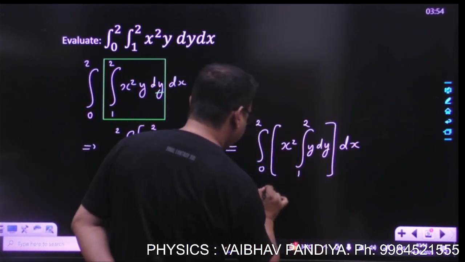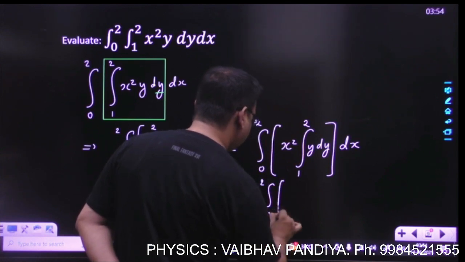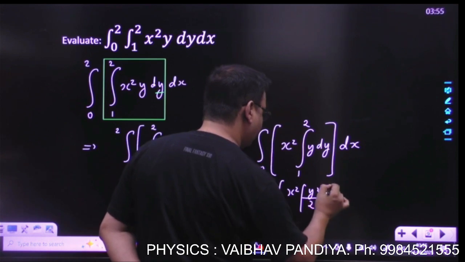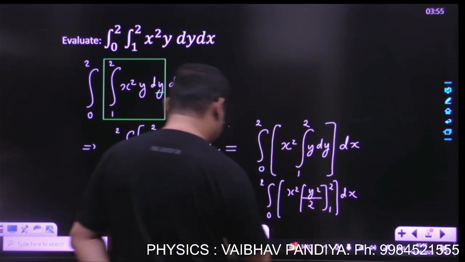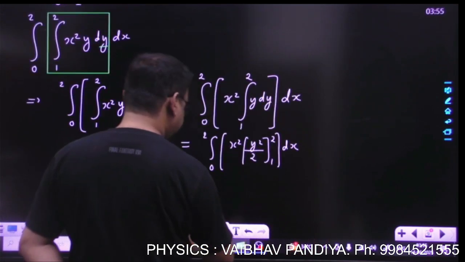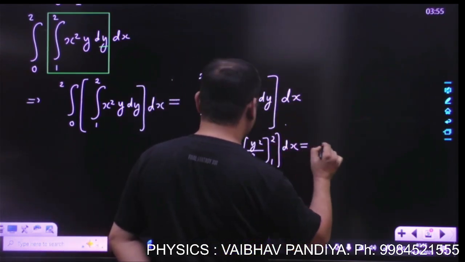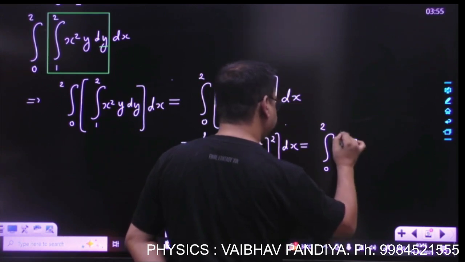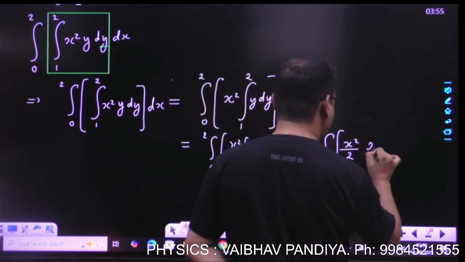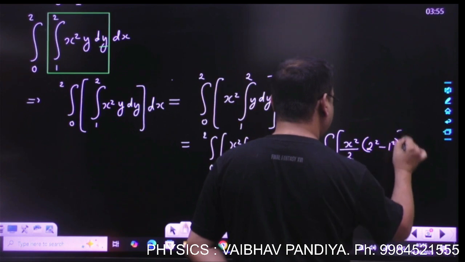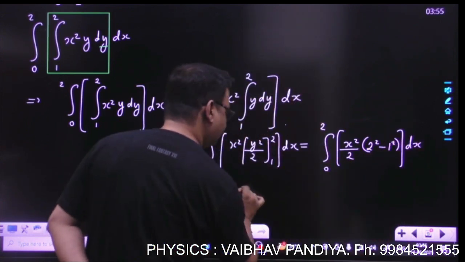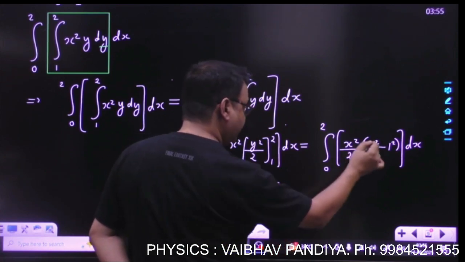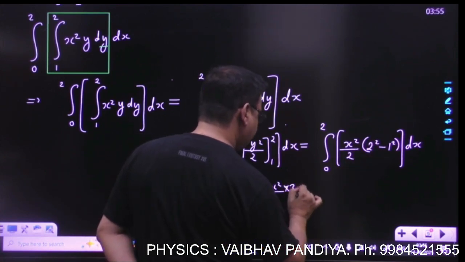So this will come to be 0 to 2. We'll get x square. It will have the integral y square by 2 within the limits 1 to 2 dx, correct? So this will come to be 0 to 2, and this will be x square by 2. Now y square, we can put the limit 2 square minus 1 square dx. So this will come to be 0 to 2 x square by 2. We'll get 4 minus 1, that makes it 3 into dx.